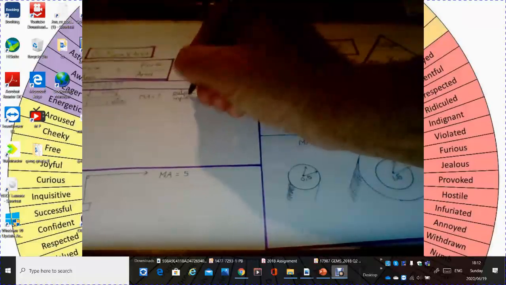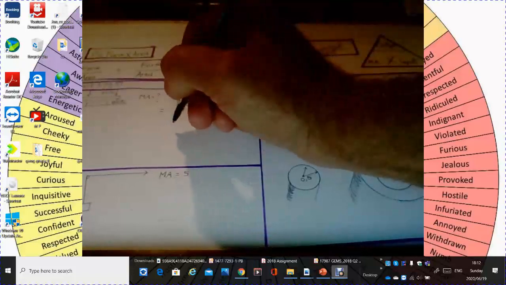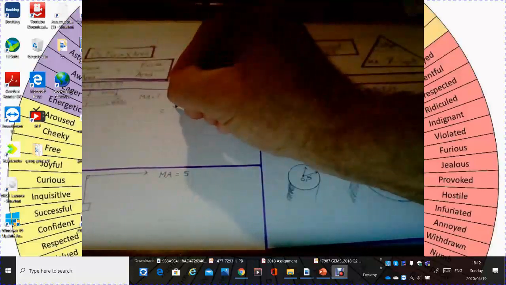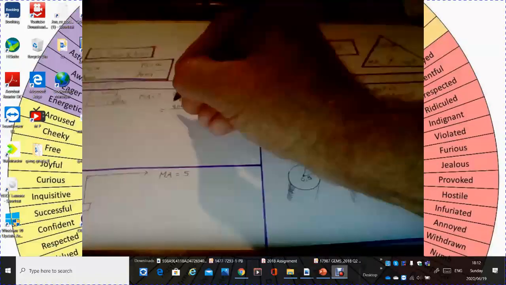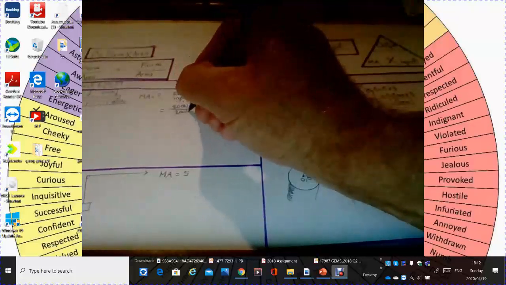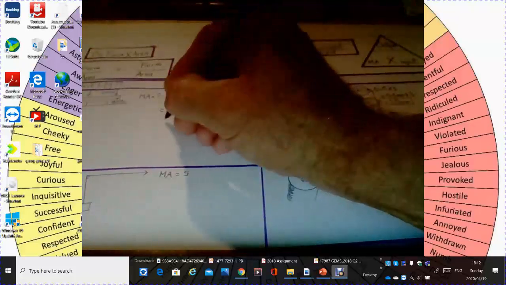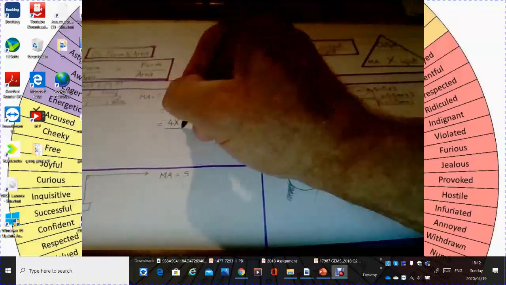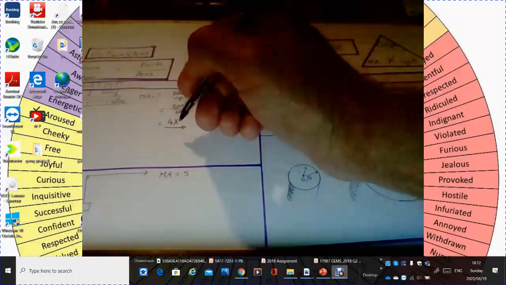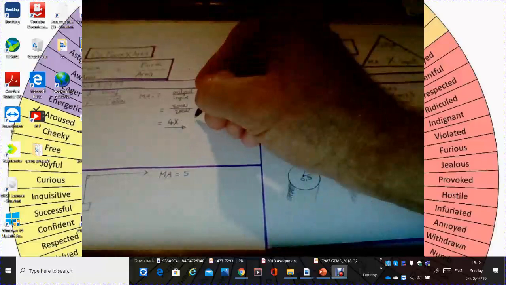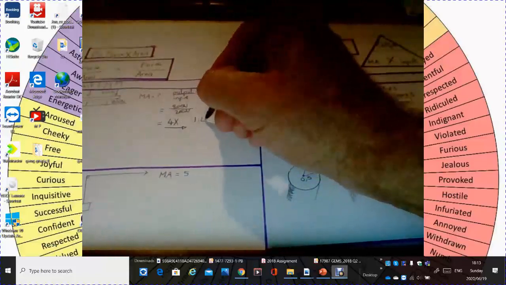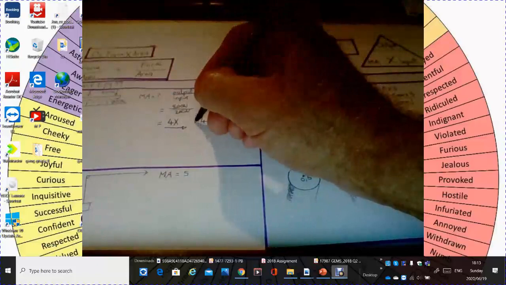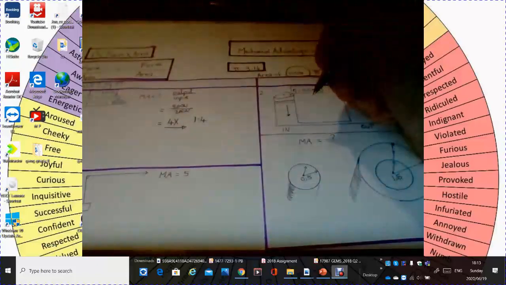So mechanical advantage equals output over input, which equals, what is the output force? 800 newtons. What is our input force? 200 newtons. 2 goes into 2 once, goes into there 4 times. That is your answer. Your mechanical advantage is 4 times. That will be written 1 is to 4. For every newton of work I do, I produce 4 newtons as an output. Now that's pretty awesome.